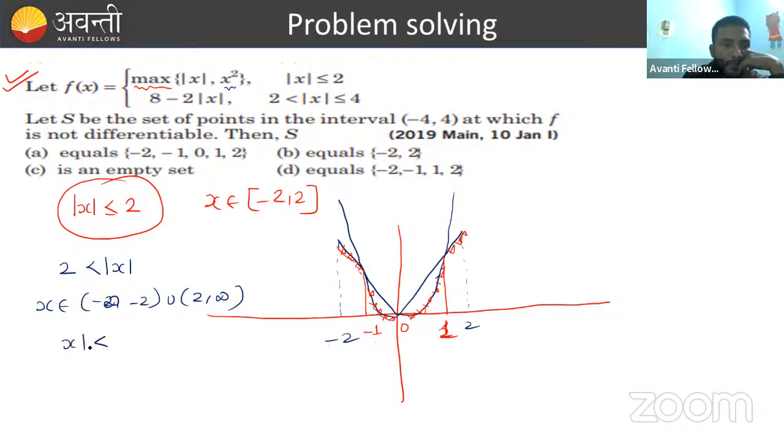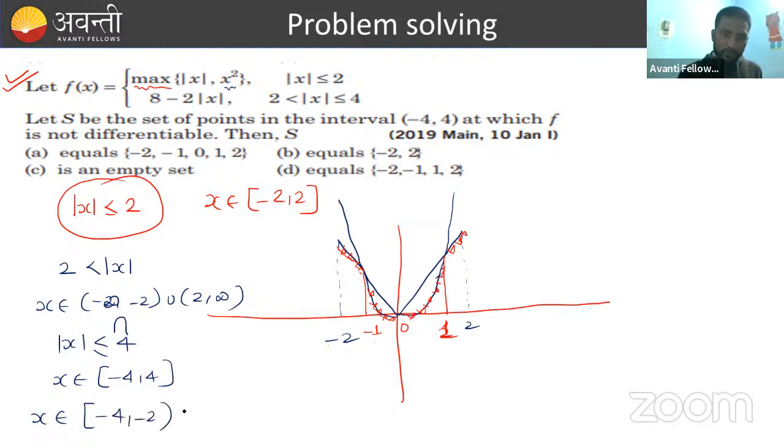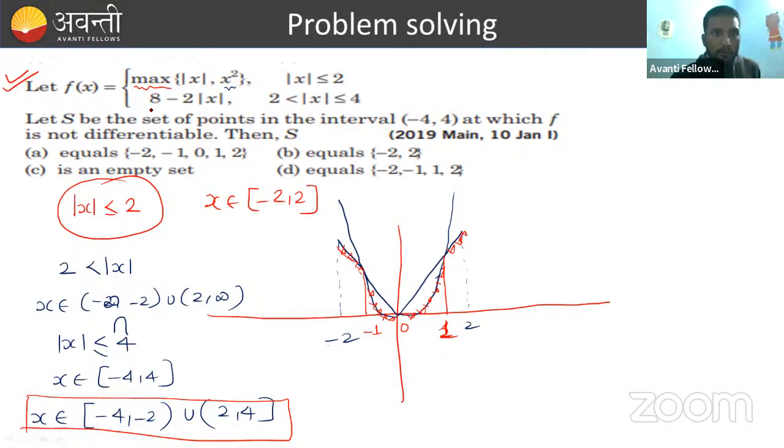If mod x is less than or equal to 4, so x belongs to minus 4 to 4. Then you take the intersection of both. What x value will you get? You will get minus 4 to minus 2 union 2 to 4. So this is the domain defined for this function. Now again we have to take from minus 4 to minus 2.